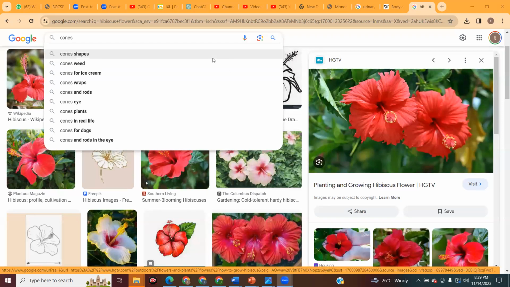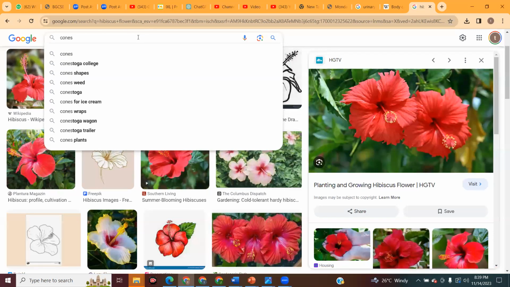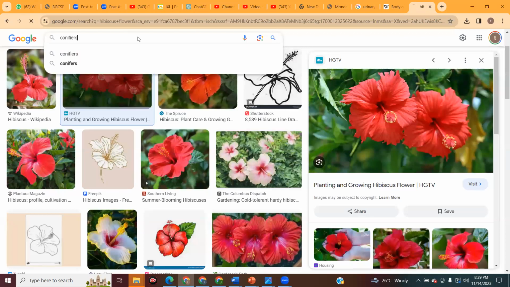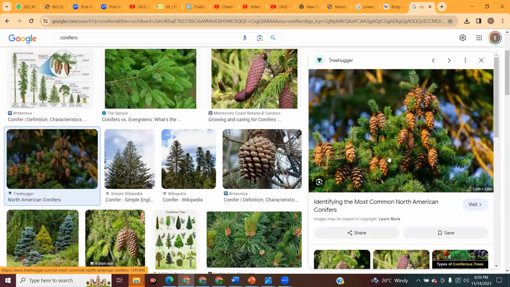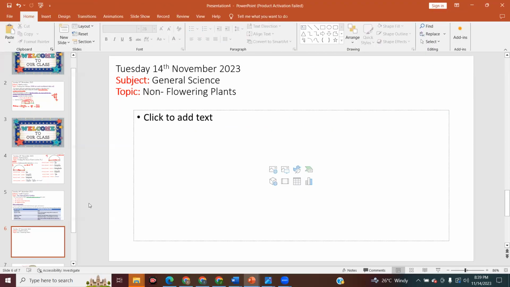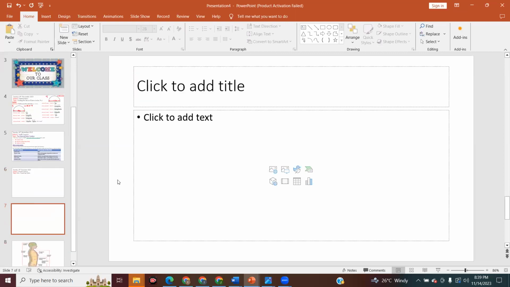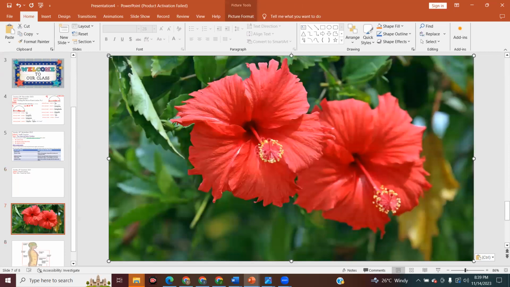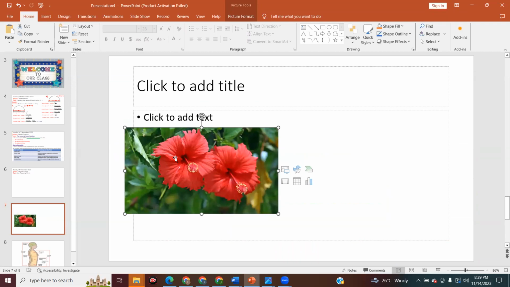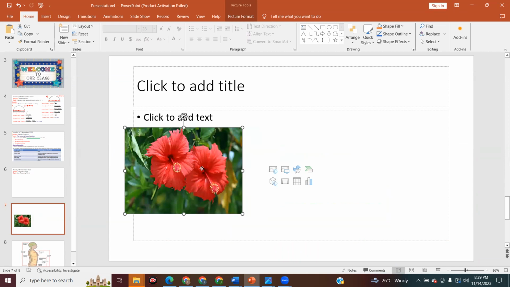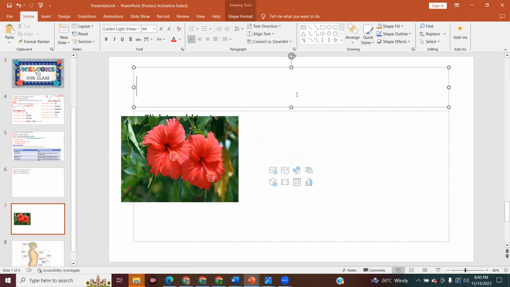It's a true flower. But if we look at the conifers, this is what we call a non-flowering plant. It doesn't have a true flower. It has these cones and stuff. So that's the difference. The flowering plant has a true flower in the true sense of the word, and it has the reproductive organs for the male and the female, just like a true flower would have. So this one right here is the flowering plant.